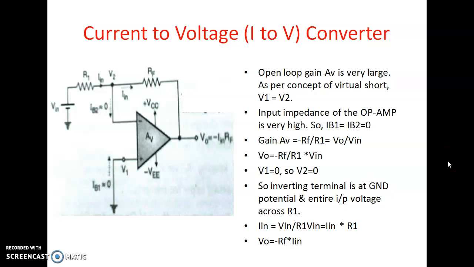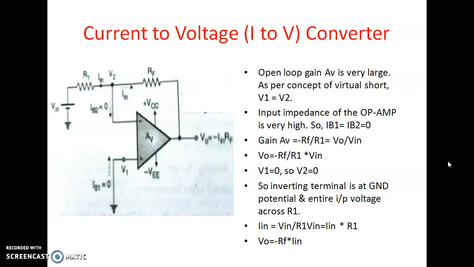Good morning all. In the previous session we have seen the voltage to current converter. We know that a voltage to current converter produces an output current which is proportional to its input voltage. This can be classified into categories depending upon the position of the load, that is, voltage to current converter with floating load and voltage to current converter with grounded load.